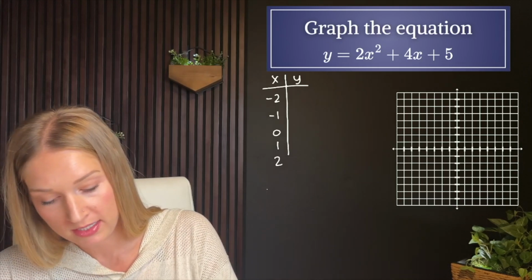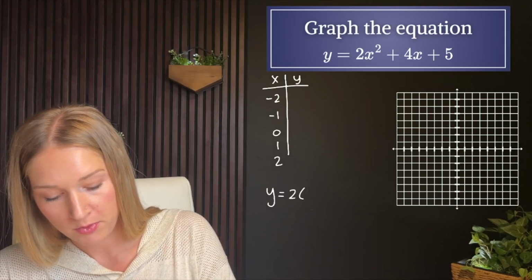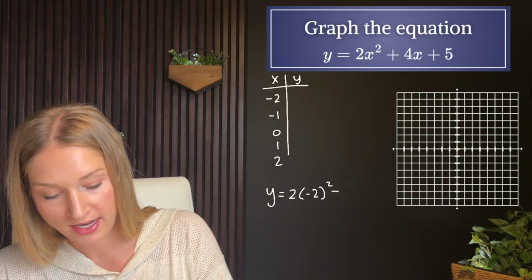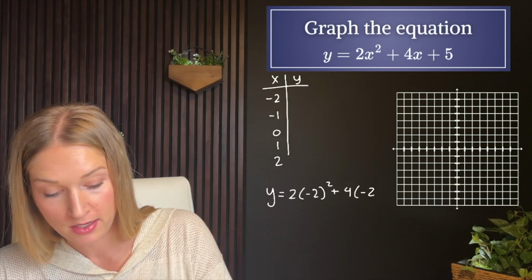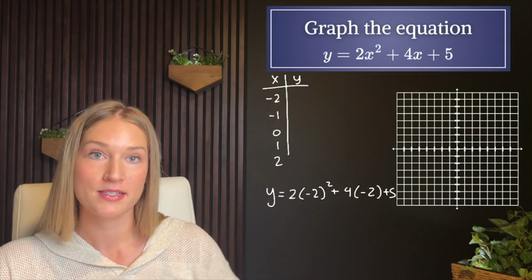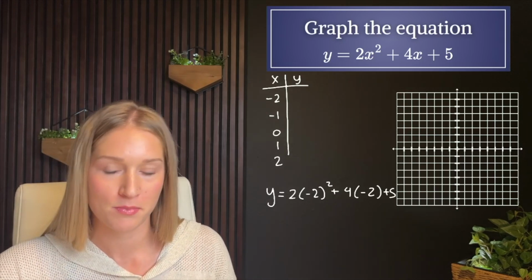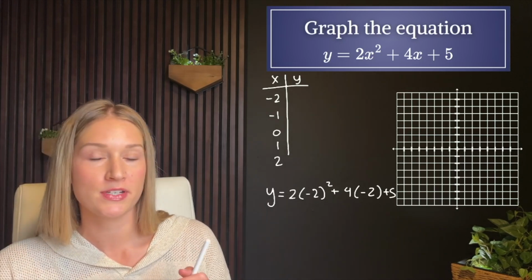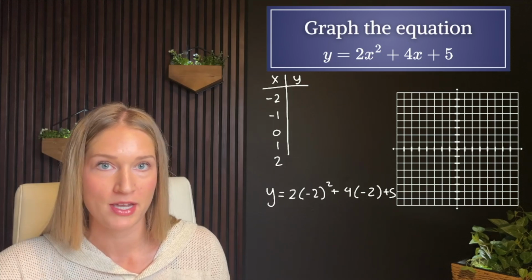So when I plug in that -2, I'm going to put my parentheses for the first x and for the second x. Be super careful about your parentheses. Put them for every x that you're inputting. So I'm going to go through and I'll finish this one and then I'll complete the rest of my table as well.